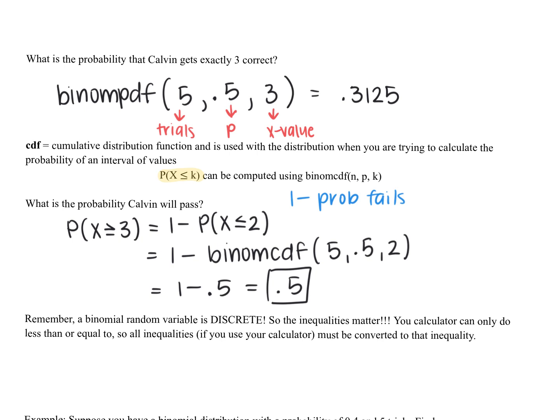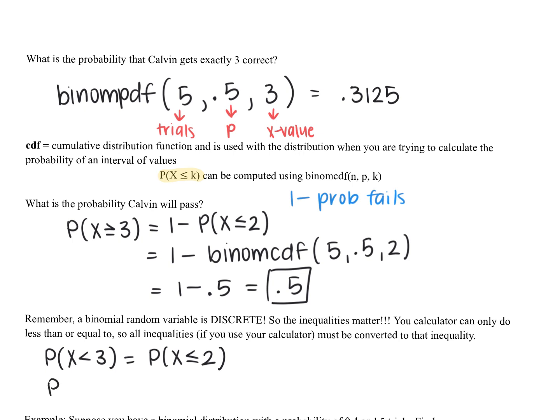Okay. So a couple things here. Binomial random variables are discrete, which means the inequalities matter. And because the calculator only does less than or equal to, you have to make sure that every time you are looking at an inequality, the one that you use in the calculator is less than or equal to. So, for example, if I had the probability that x is less than 3, that is the same thing as the probability of x less than or equal to 2. So you have to convert a strictly less than to a less than or equal to situation.